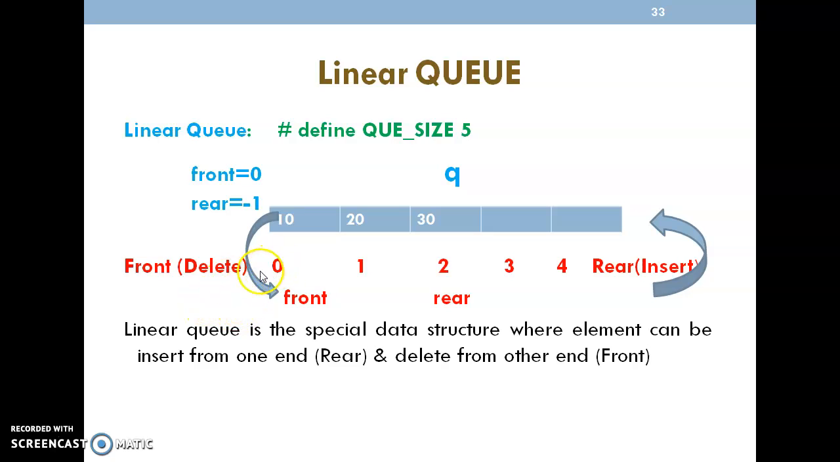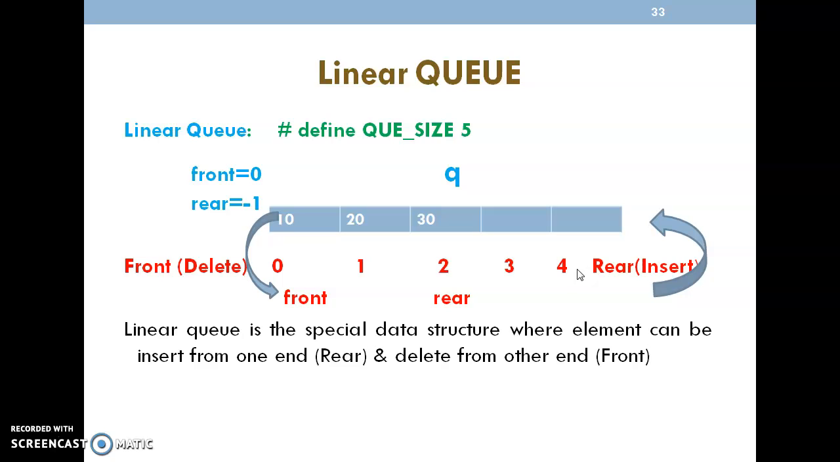Rear is -1. Then how to insert the first element into the queue? By using rear only. We increase the rear value, rear equal to rear plus 1. That becomes -1 plus 1, it becomes 0. We come to this place. At that time we can insert the first element, that is 10, at the 0th location. Then we keep on incrementing the rear value when we are inserting a new element into the queue. So the next element will be inserted 20, then 30. So 50 will be stored at the fourth location. At that time the queue is full.